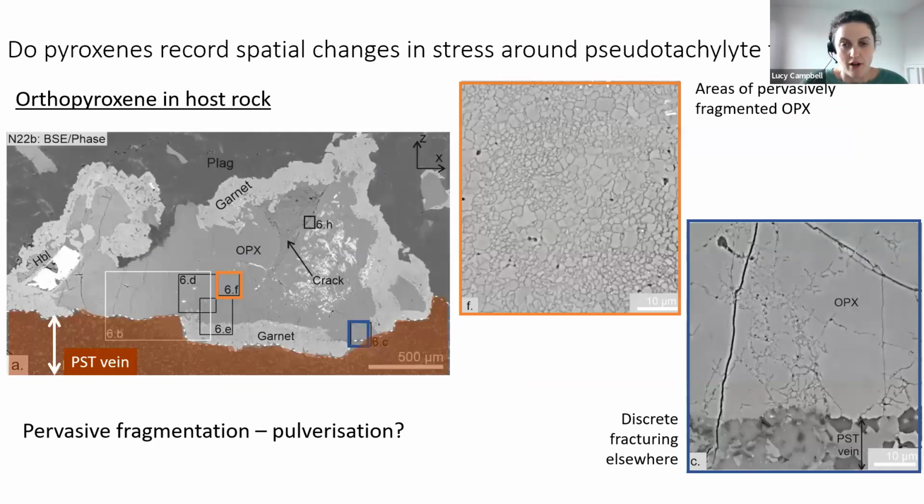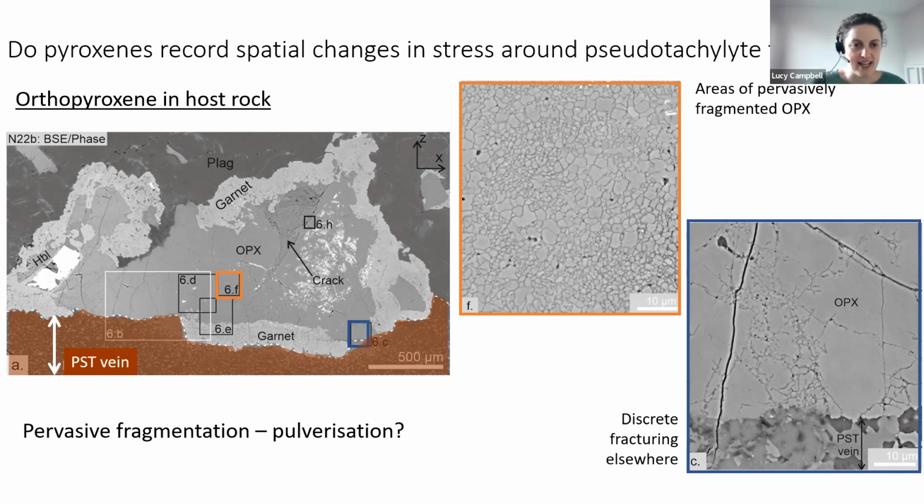Orthopyroxenes show quite distinctively different microstructures. This is a backscattered electron image of an orthopyroxene right next to the pseudotachylyte vein, which I've given a red overlay just to make that clear. The overprinting grain, generally in the mid-grey, if we look at the blue rectangle that pops out in the bottom right, has lots of linear fractures and some fragmentation along those.